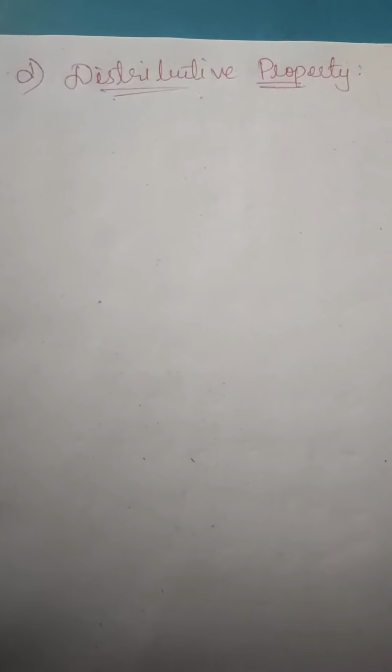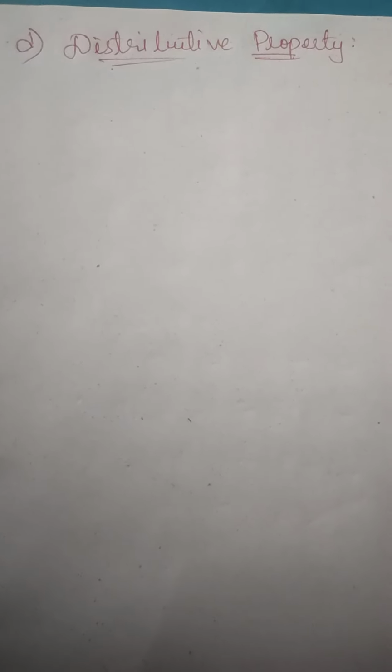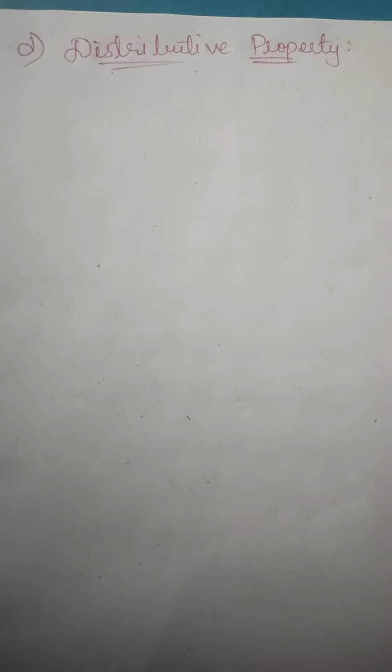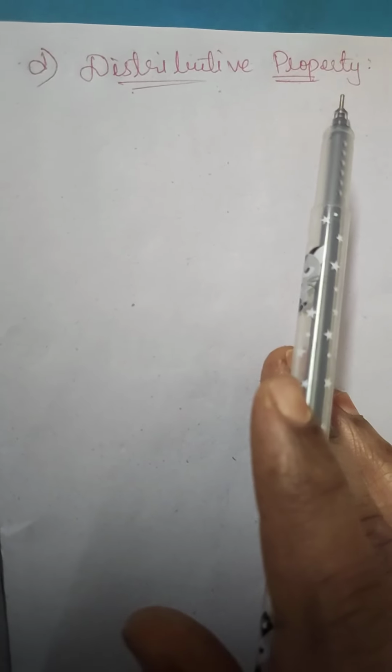Hello children, in previous classes we have seen chapter 1, rational numbers, and properties of rational numbers like the closure property, associative property and commutative property. Now we will discuss the distributive property. This distributive property is satisfied only for addition and subtraction.